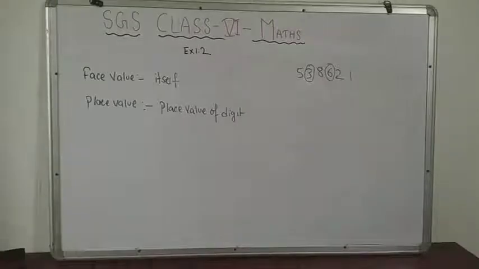This is another topic in which most students solve incorrectly. First, you have to understand what face value and place value are. Face value means the digit itself. Whenever a question asks the face value of a digit, the digit itself is the answer, whereas in place value, the place value of the digit is the answer. You can see on the board an example, 538621, where 386 is marked with a red circle, and we have to find the difference between the face value and place value of 3. So listen very carefully.